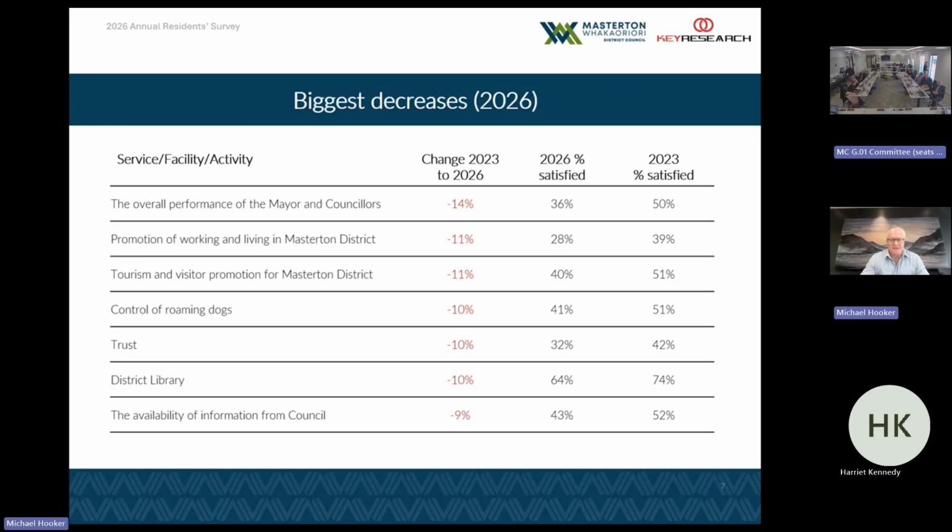Conversely, the biggest decreases, we see a number here around the perceptions of reputation of the council, and also some declines in terms of the promotion of the district in terms of living, working, and visiting. And we'll also see some decline here in terms of the temporary relocation of the district library as well.